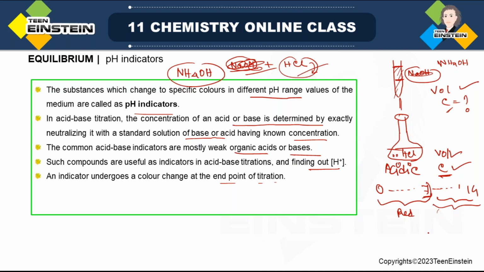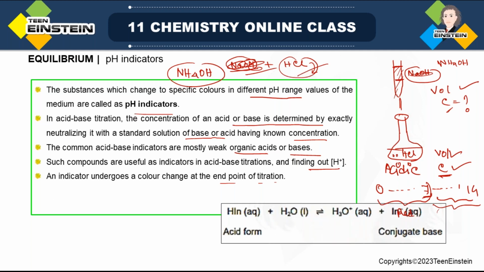So that means though it is 1 drop extra, that will not matter. Just that extra 1 drop will show a drastic color change, and then you will stop. In this way you can understand that the neutral point is reached, though it is a slight excess of base, but that doesn't matter, it will not create any problem. So in this way indicators undergo color change at the end point of titration, and we will be able to understand that the neutralization point is reached.